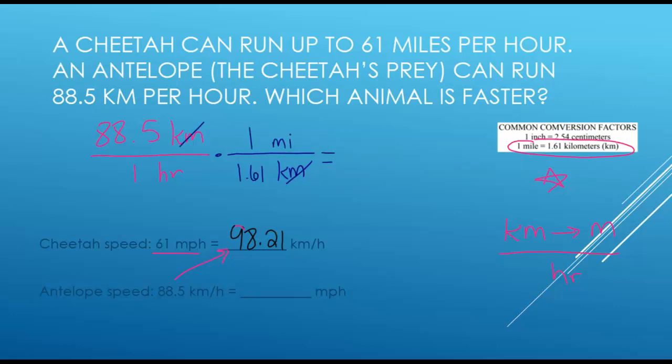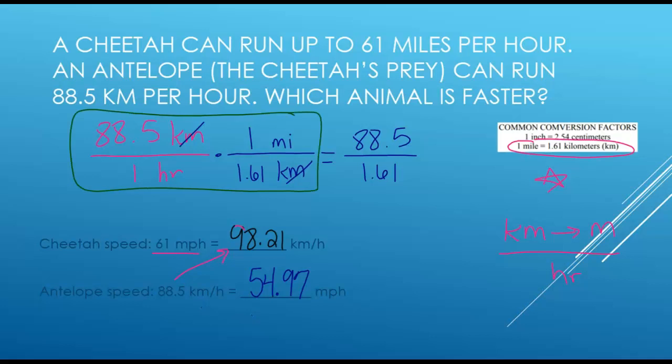Multiply straight across, 88.5 times 1. And then on the bottom, 1 times 1.61. Divided out, 88.5 divided by 1.61 is 54.968. So about 54.97 miles per hour, and that's still short of catching that cheetah.